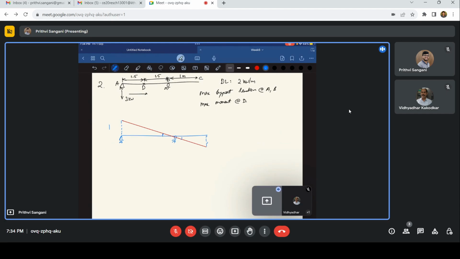If this is one, how much is this? This is 3 meters and this is 1 meter. So if this is one, this is three, and this should be 0.33, because one divided by three should equal 0.33 divided by one. This is positive and this is negative.